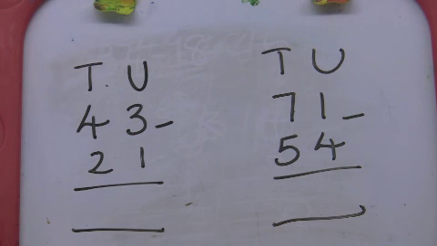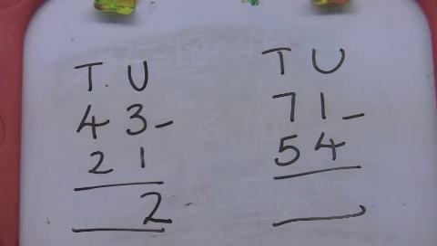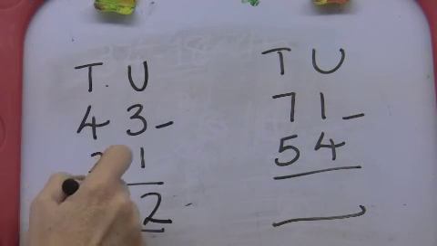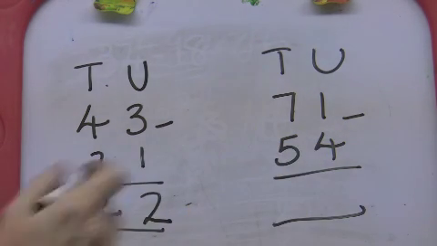43 take away 21. 3 take away 1. Well, I can actually do this. I don't need to borrow. So 3 take away 1 is 2. Over to the tens. 4 take away 2 is 2. Easy.